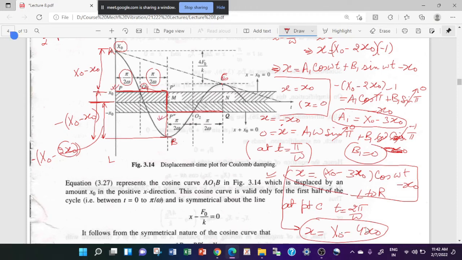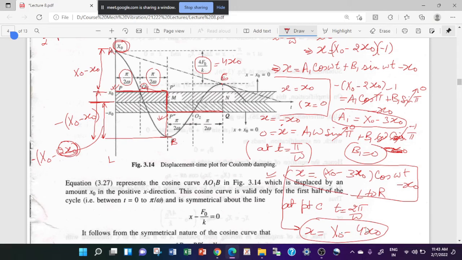And at this point, you are saying that we started with a displacement of x naught here. After a half cycle, you are having a 2x naught displacement reduction, small x naught. In the next half cycle, you are having again a 2x naught reduction here. So totally you are having 4 f naught upon k displacement reduced.